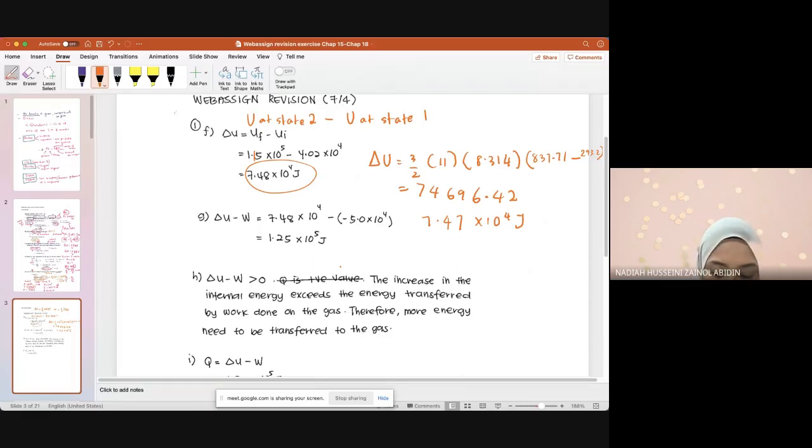So G, compute delta U minus W. So they compute the change in internal energy minus the work done. So disuruh pakai ni balik, tolak dengan work done yang kita cari tadi lah. So work done was equals to minus P delta V. So whatever that answer is, it should be negative. So minus with the minus is positive. So this is your final answer.